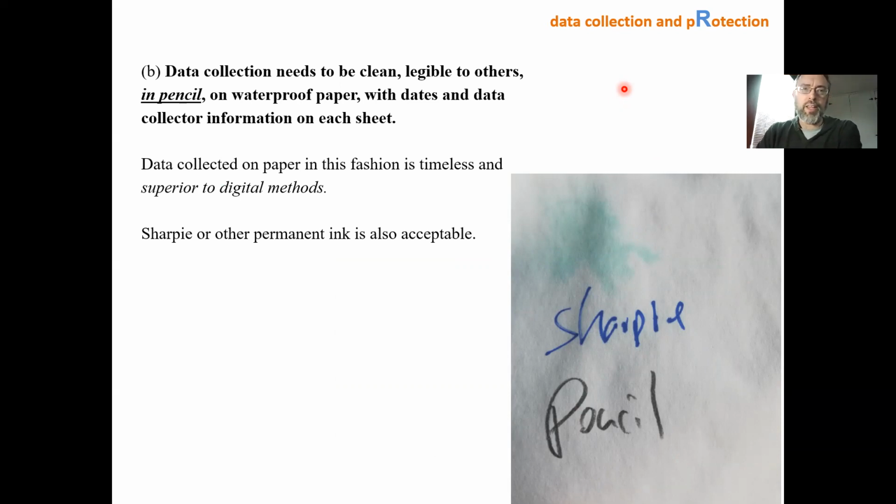Pro tip, hashtag. Does hashtag go before or after? I can't remember. Someone has to tell me. Social media.